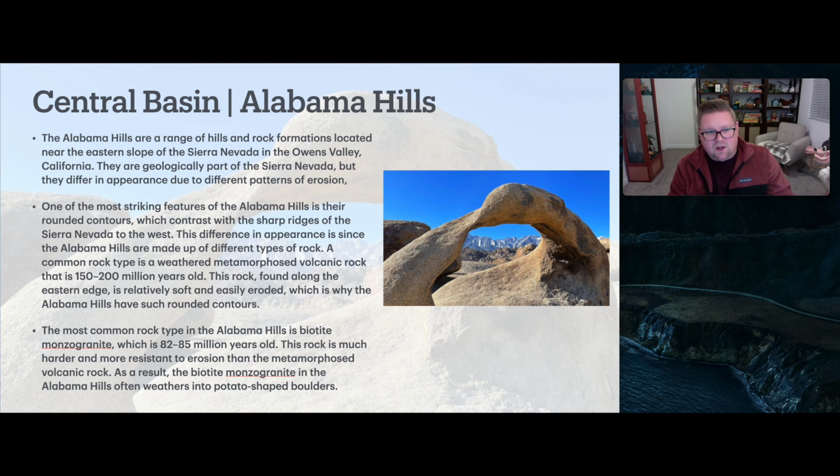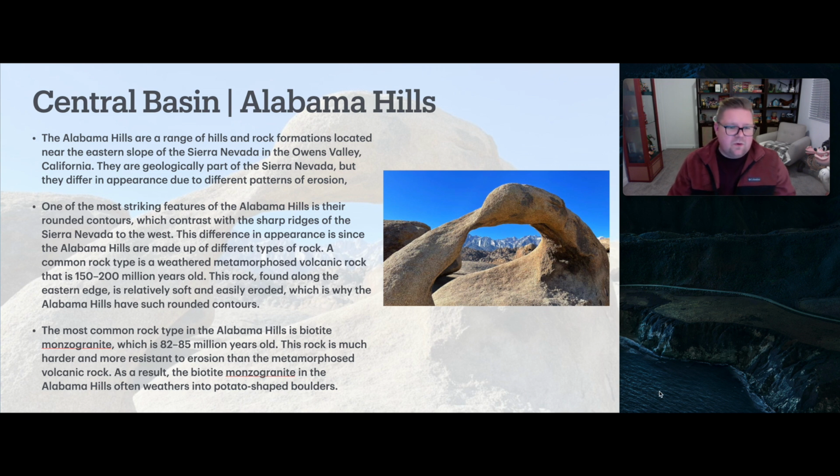This rock found along the eastern edge is relatively soft and easily eroded, which is why the Alabama Hills have such rounded contours. So there is a blend of small, fine-grained granite and metamorphic rock that is able to erode, and in doing so, it creates these archways. These archways, there's over 100 of them. This is one of the largest, but I love it because this archway is a perfect window, again, to Mount Whitney.